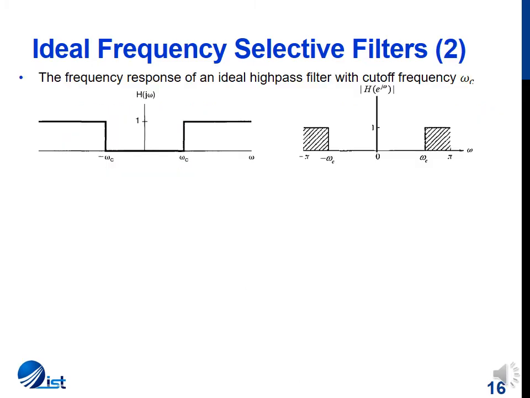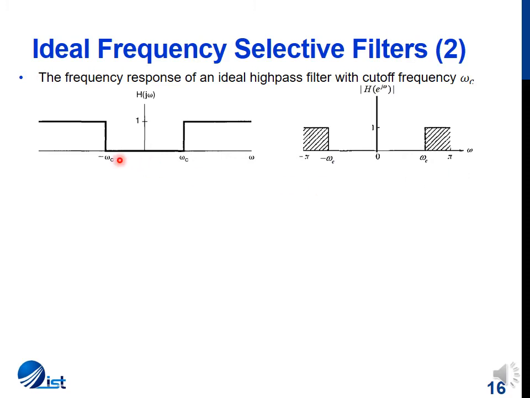Similarly, the frequency response of an ideal high pass filter with cutoff frequency omega c would be this one for the continuous case and this one for the discrete time case. It is clear that for the discrete time case, the response does not extend to omega equal to infinity, because we remember that distinct frequencies for the discrete case exist only between the interval minus pi to pi or 0 to 2 pi. Afterwards, the frequencies start to repeat themselves.